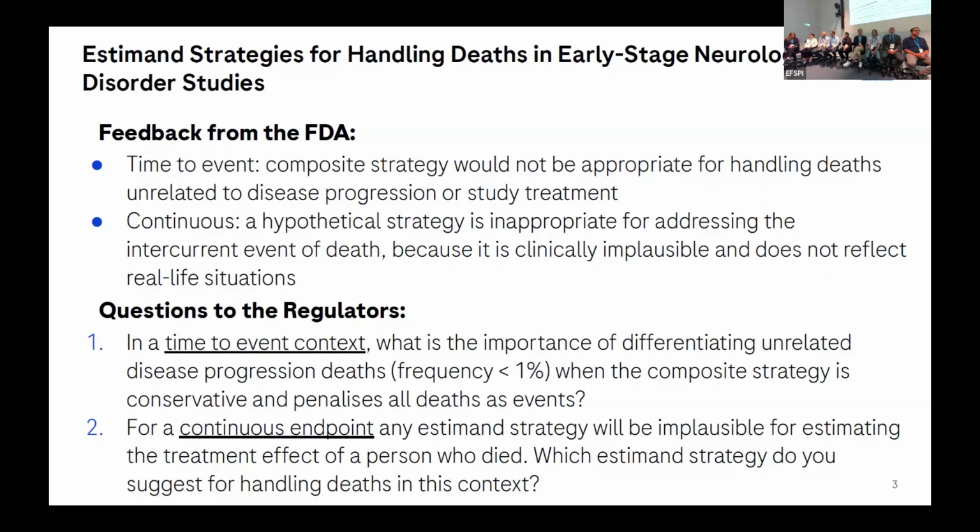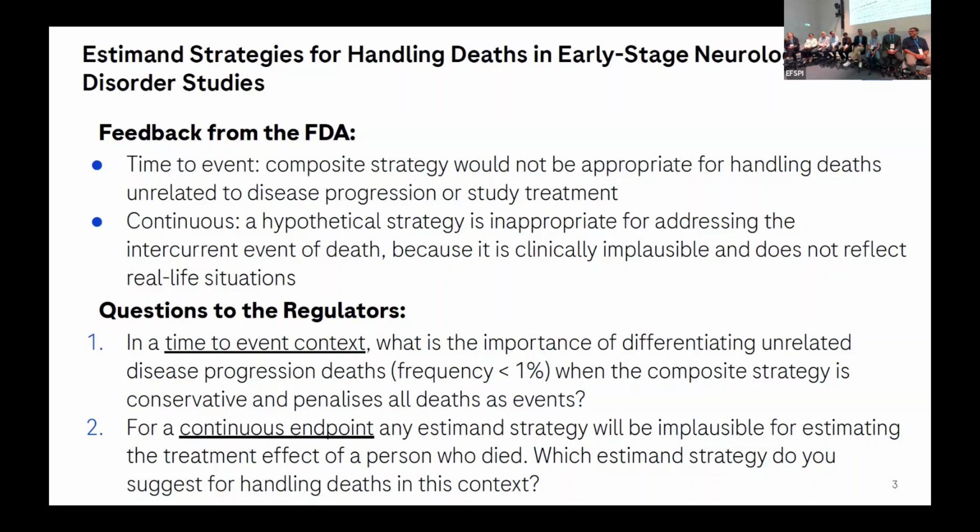Then the FDA gave us the feedback that for a continuous endpoint, a hypothetical strategy is inappropriate for addressing the intercurrent event of death because it is clinically implausible and does not reflect real-life situations. And I agree, but this is where my questions go to the regulators.